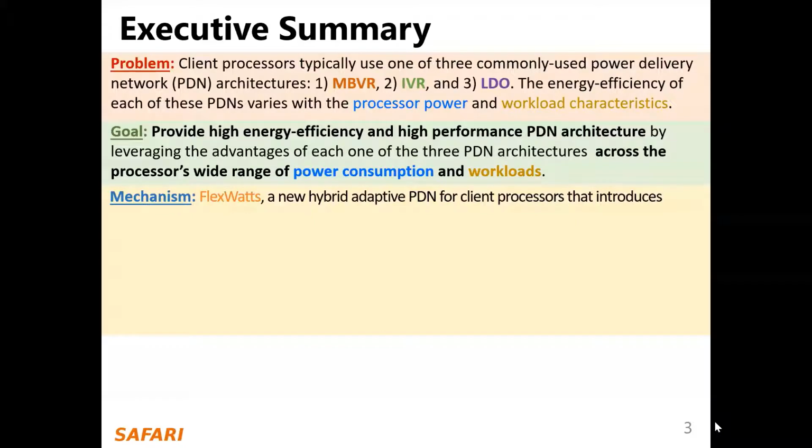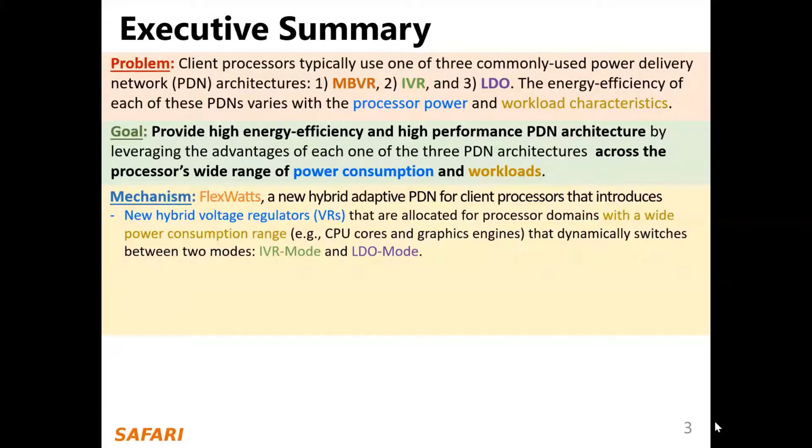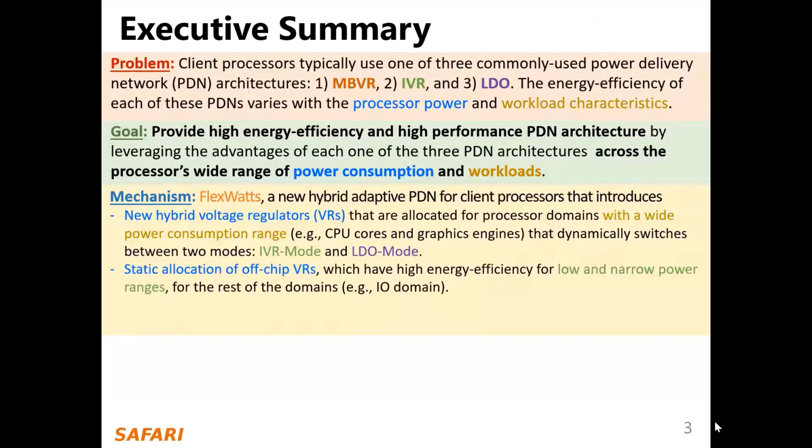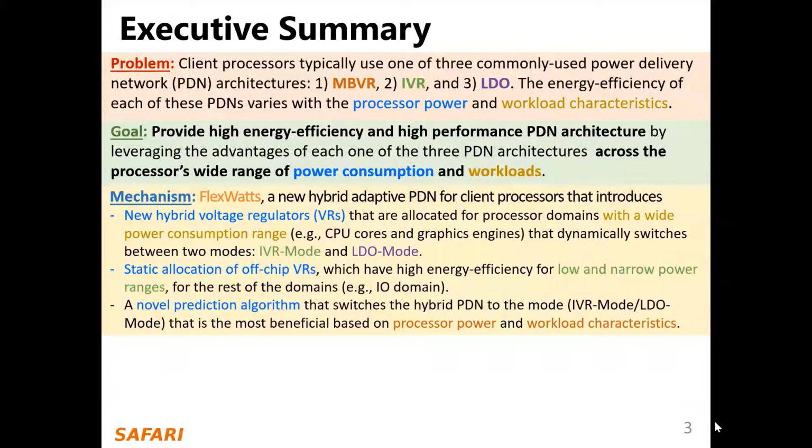To this end, we propose FlexWatts, a new hybrid adaptive PDN for client processors that introduces three mechanisms. First, new hybrid voltage regulators that are allocated for processor domains with a wide power consumption range that dynamically switch between two modes, IVR mode and LDO mode. Secondly, static allocation of off-chip VRs, which have high energy efficiency for low and narrow power range, for the rest of the domains. And finally, a novel algorithm that switches the hybrid PDN to the mode that is the most beneficial based on processor power and workload characteristics.